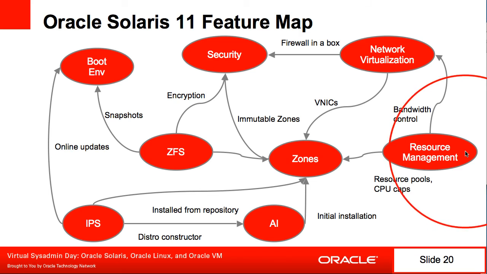Needless to say, resource management system was greatly improved in Oracle Solaris 11. In addition to managing CPU cores, threads, and shares, you can manage physical and virtual memory and also network bandwidth on a per zone or per VNIC basis. Isn't it a real cloud in a box?